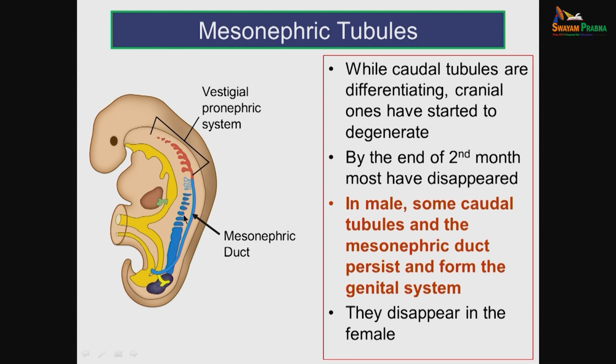So, while the caudal mesonephric tubules are developing, the cranial ones start degenerating. In humans, by the end of the second month, most of them have disappeared. In males alone, some of the caudal tubules and the mesonephric duct will persist and form the genital system. So, this disappears in females.